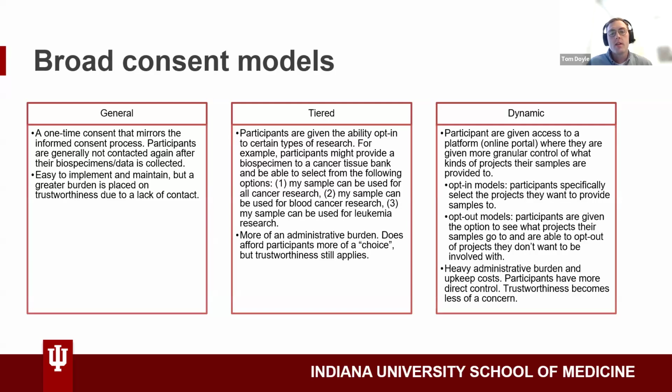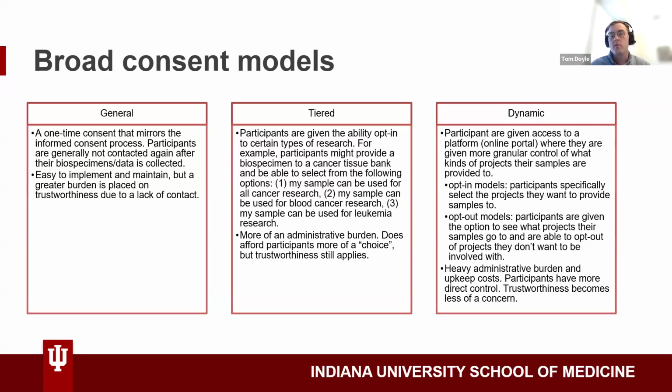There is tiered consent, which is pretty much giving participants the ability to opt into certain types of research. So if you are at a cancer biobank, for example, a donor might be able to say, I want my sample to be used for all cancer research. I want it to be used only for blood cancer research. I want it to be used only for leukemia research, right? So you're giving folks the option at the time of consent of where they want their samples to be used.